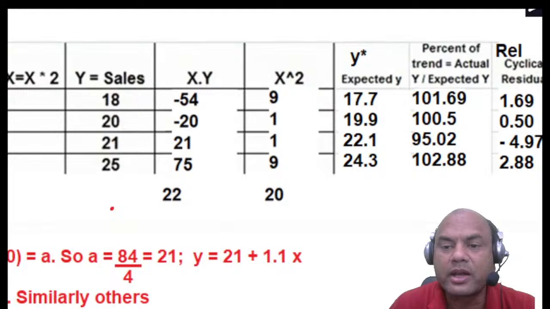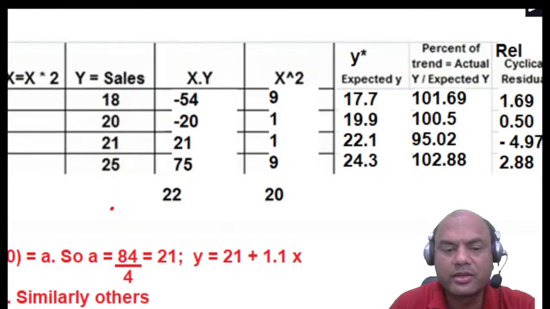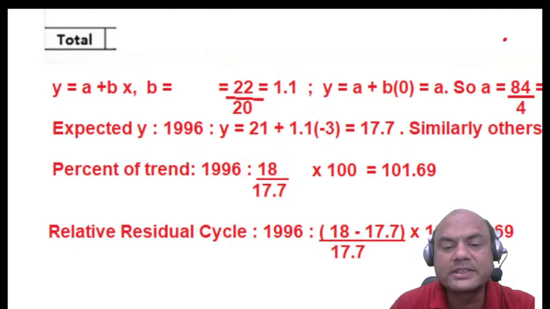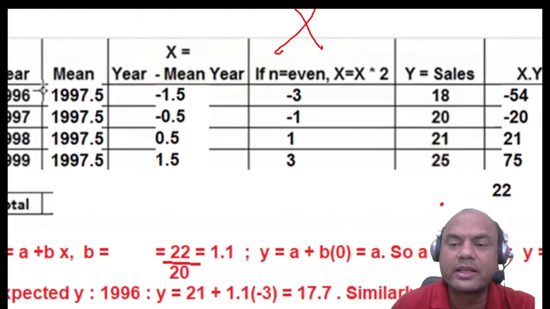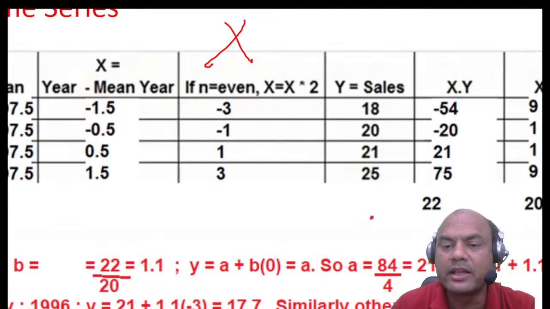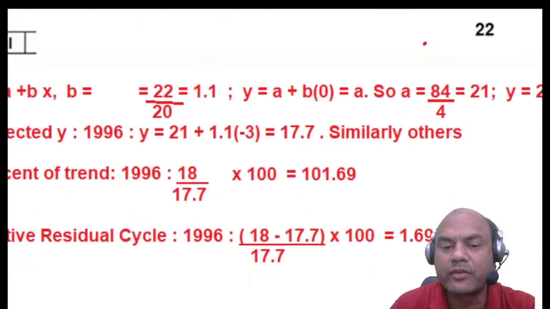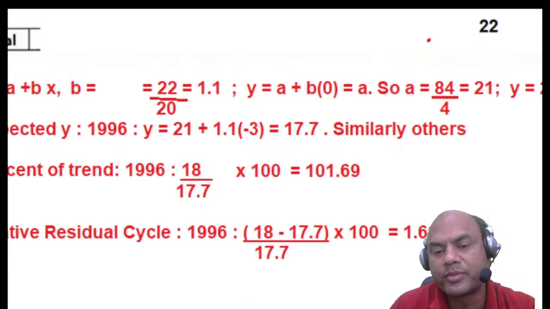Now percent of trend. How do I find this percent of trend? What was the formula given? Actual Y upon Y star. So do it again over here. See this, percent of trend. For 96 I have found it out. What is the actual Y? Actual Y for 96 is 18. And what is the estimated value? Y star is 17.7. So I have done this over here: 18 upon 17.7, actual Y upon estimated Y into 100. So I am getting 101.69.